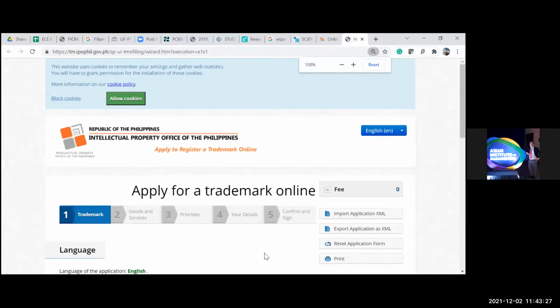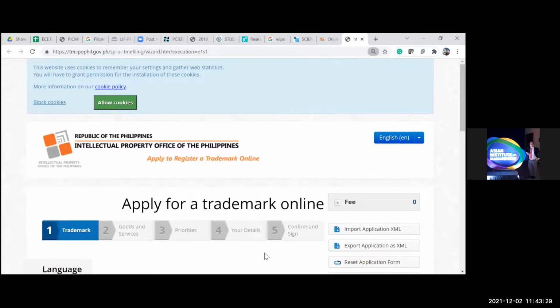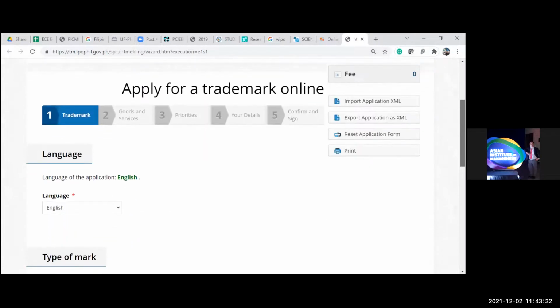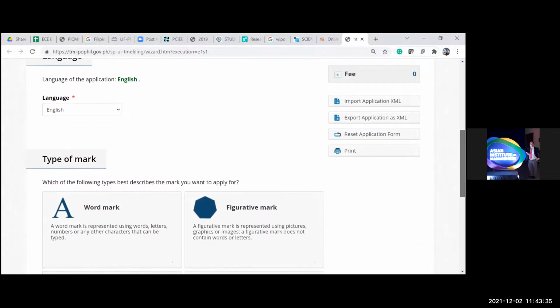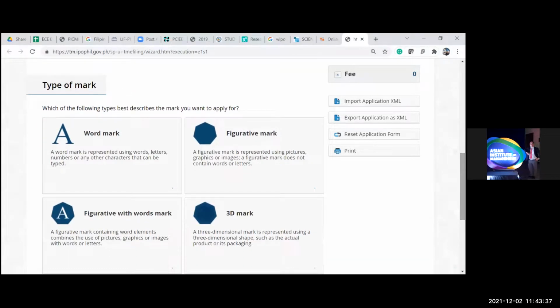So let me make it bigger. So language is English. This is where you choose what kind of mark you have. If you have only a word mark, like Caraga State University in a word, then a word mark is represented using words, letters, numbers, or any other characters that can be typed. And then you have a figurative mark that is represented using pictures, graphics, or images. A figurative mark does not contain words or letters. So it's simply a picture, a photo.